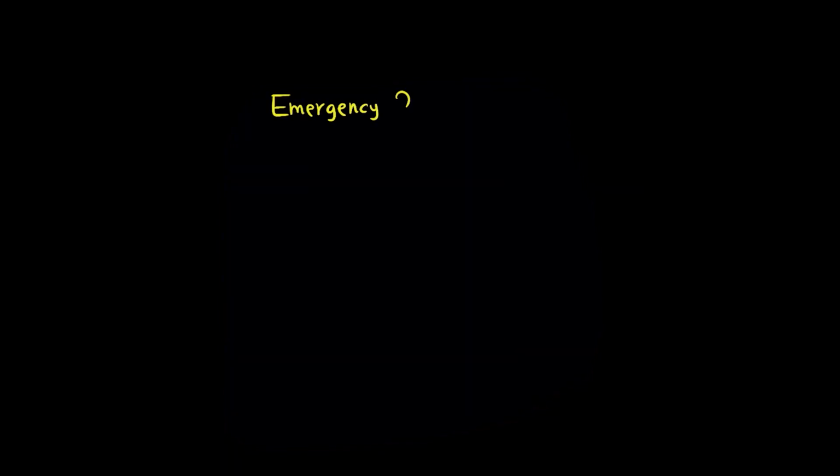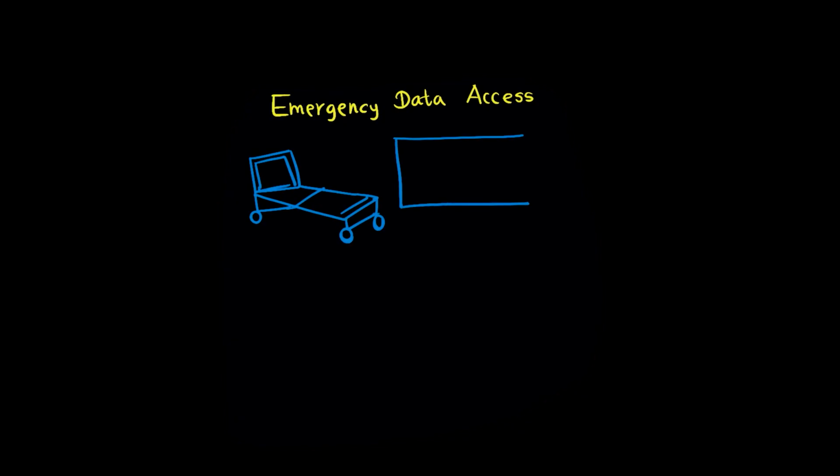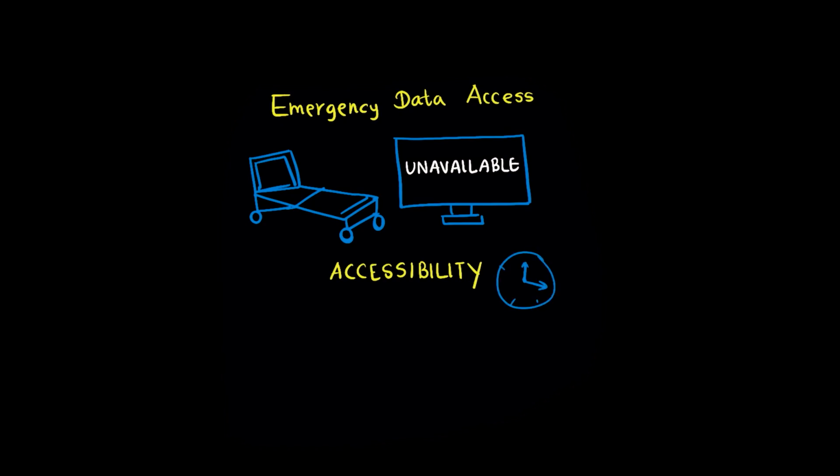Picture this critical scenario in emergency medicine that highlights data quality issues. An emergency physician needs immediate access to a patient's medication history for a critical treatment decision, but the record shows as unavailable in the system. This situation demonstrates a failure of accessibility, which means data should be easily obtainable and available when needed. In emergency situations, accessibility becomes literally life-saving because seconds count in critical care decisions.